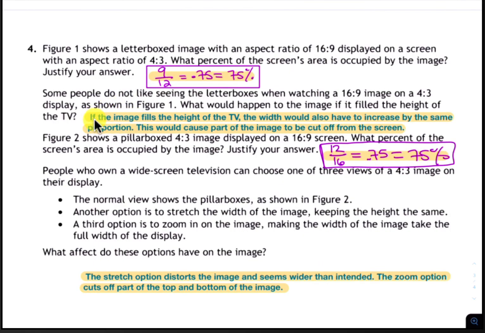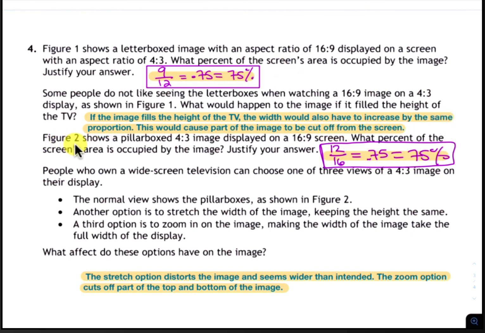Then there's a follow-up question that says, what would happen to the image if it filled the height of the TV? Well, if the image fills the height of the TV, that means the width would also have to increase by the same proportion. And this would cause part of the image to be cut off from the screen.